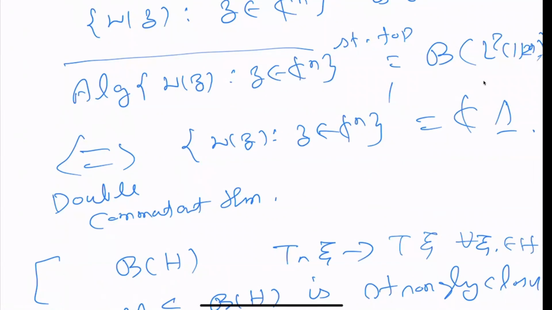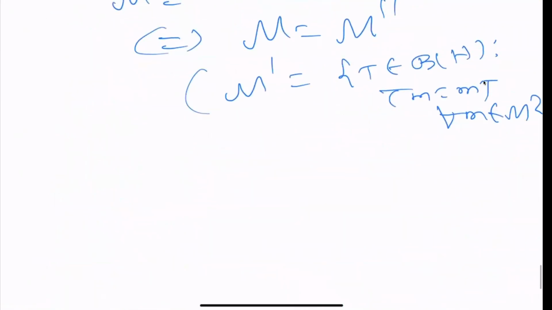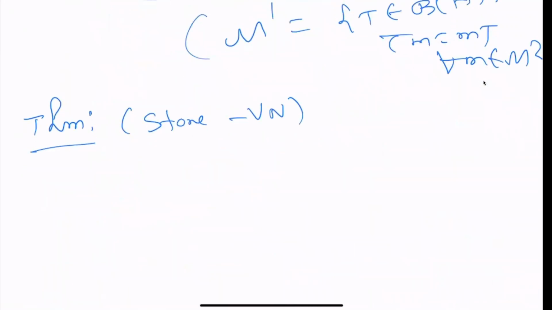That's also important. Then finally, this is something I should have proved last semester. We didn't have time. This is what is called the Stone-von Neumann theorem. I will state this, but the proof either I will prove or I will ask you to present. So, the Stone-von Neumann theorem. The theorem is the following. Let K be any Hilbert space.